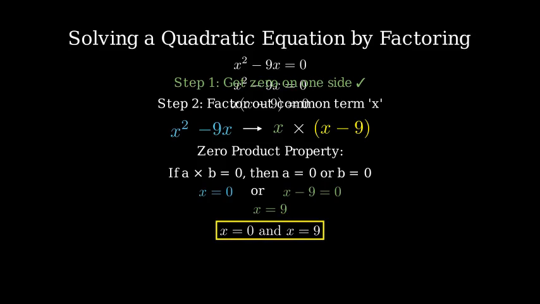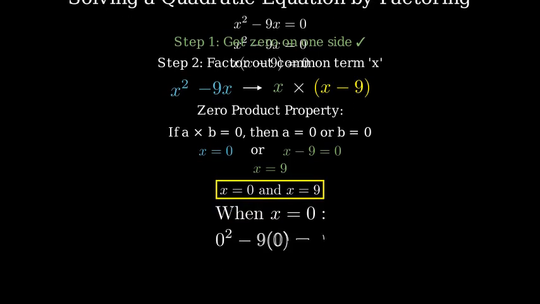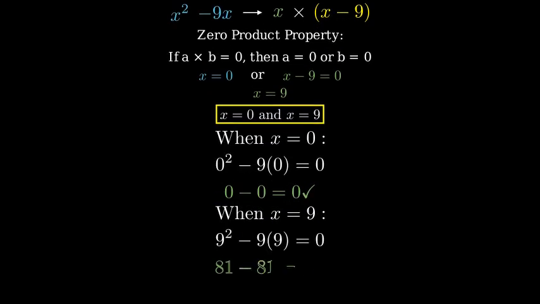Let's verify our solutions by plugging them back into the original equation. First, let's try x equals 0. When we plug in 0, we get 0 squared minus 9 times 0, which equals 0 minus 0, which equals 0. Now let's try x equals 9. When we plug in 9, we get 9 squared minus 9 times 9, which equals 81 minus 81, which equals 0.